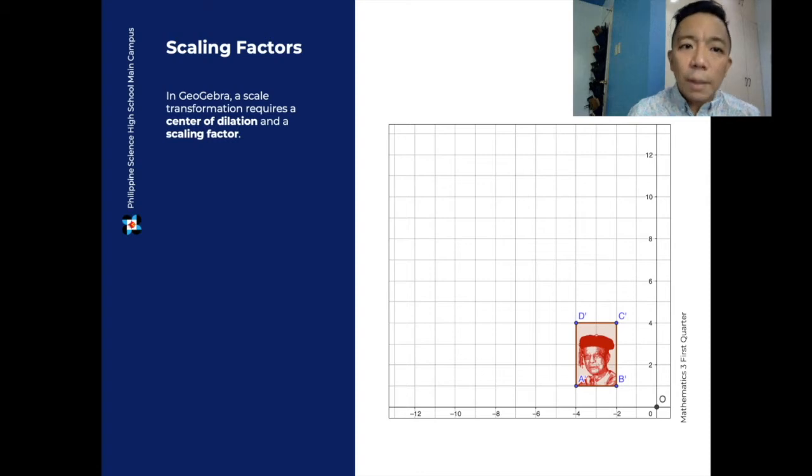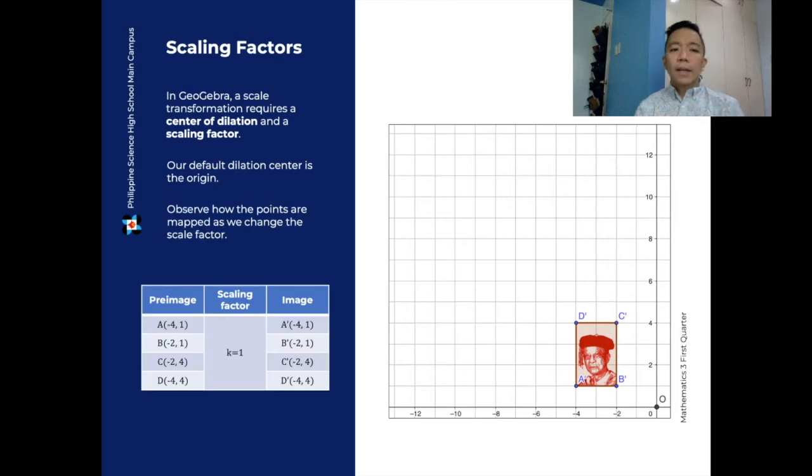Okay, when we talk about scaling, we talk about a scaling factor. And sa GeoGebra, para makapag-apply ng scaling transformation, kailangan natin ng scaling factor and a center of scaling or a center of dilation. Dilation yung term na ginagamit sa GeoGebra. But we should know that this just means scaling kahit contraction yung gagawin natin. So like I said sa introduction, ang ating center of dilation will be the origin. So may nakalabel siya doon na O. And you observe natin how the points in the pre-image are being mapped as we will change the scaling factor.